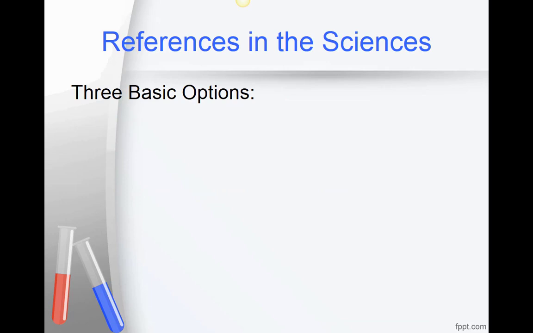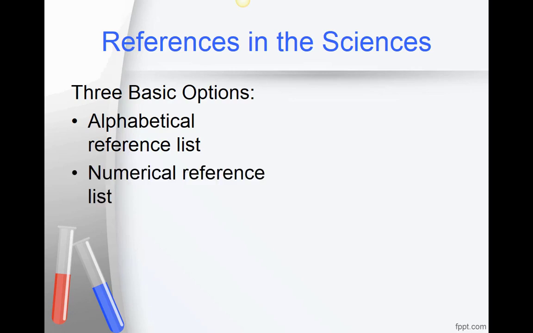Now, for references in the sciences, there are 3 basic reference or citation styles. First, an alphabetical reference list, like MLA, which you may have used in an English class, or like APA, which you may use in an English or psychology class. A numerical reference list, which includes most scientific styles. And then there's also footnotes, like Chicago style, but typically you won't have to deal with that in the sciences.